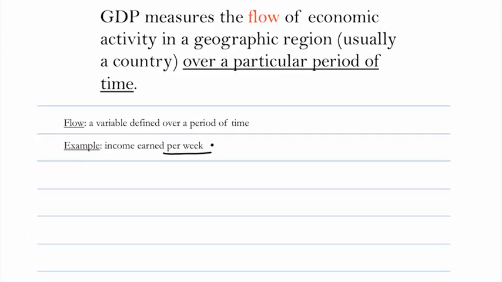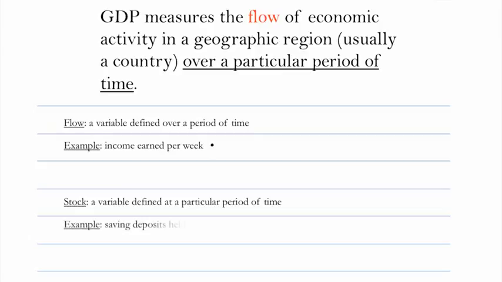But there's a second classification of economic variables which is also going to be important for us. These are variables known as stocks. An economic variable that's a stock is defined not over time, but at a particular period of time, or if you like, at a particular point in time. In your own experience, an example of a stock might be the amount of savings deposits you have in a bank account on a particular day, let's say January the 30th. So a stock is not defined over time, it's defined at a point in time.